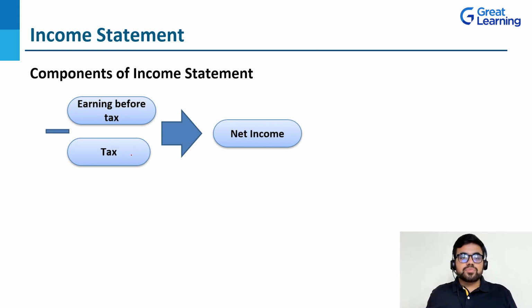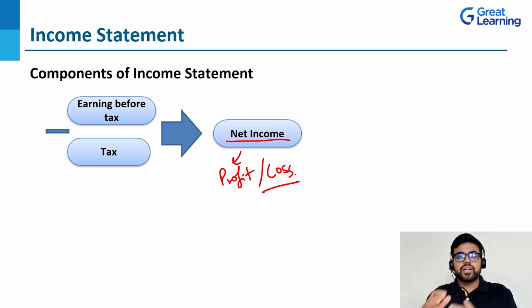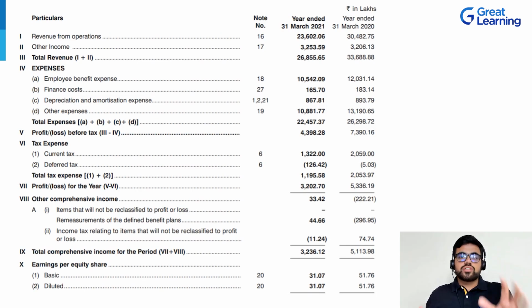If you subtract the tax part of it, then you will have your net income. Now this will tell us if the company is profitable or not. So this can be either profit or loss. So these were the major components, the breakdown of components of an income statement. Now let's look at an actual income statement of a company. So this is how it looks.